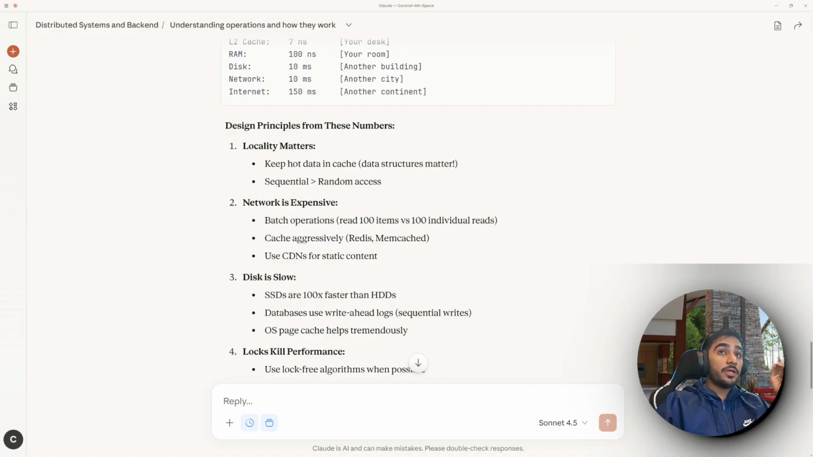Locality matters, especially keeping hot data in cache, and that's the reason why there's a lot of emphasis on data structures: how you are using them, whether your data structures are read optimized, whether they are sorted, and how the fetch or seek is happening. Because sequential is always greater than random access. Network is expensive. Batch operations: read 100 items versus 100 individual reads. That's why you should batch your requests.